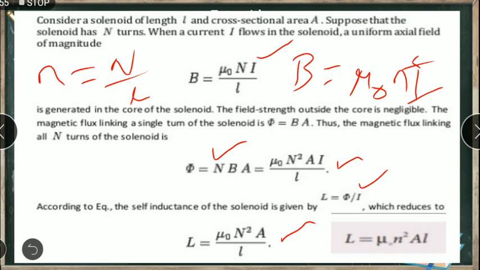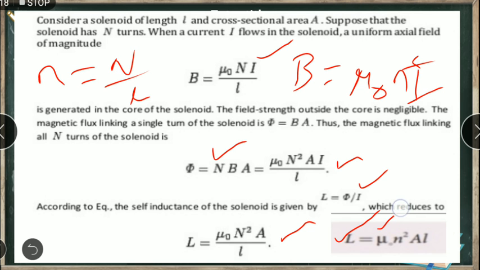So this derivation is not there for you, but you should know the expression. They will ask the expression for 1 or 2 marks. L is equal to mu naught n square A L, or simply you can write L is equal to mu naught small n square A L. In order to explain the terms, what is mu naught here?